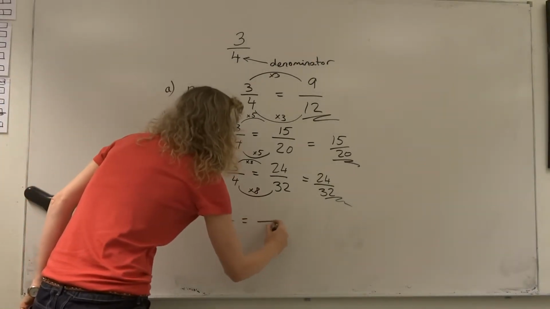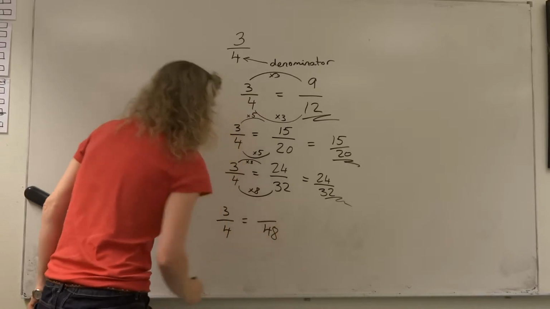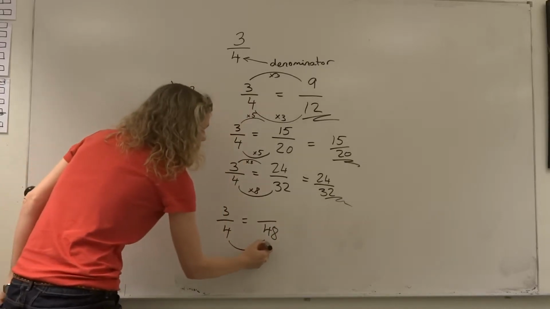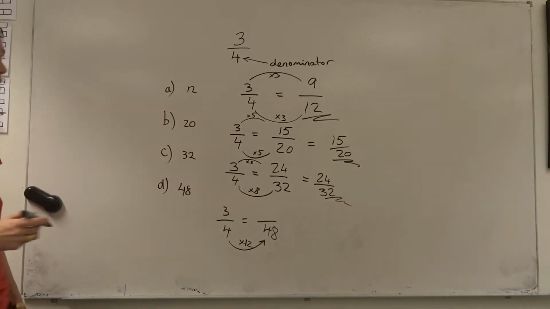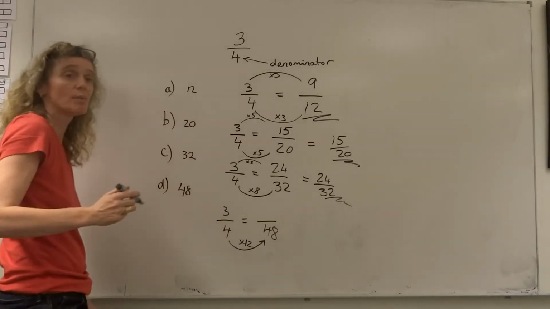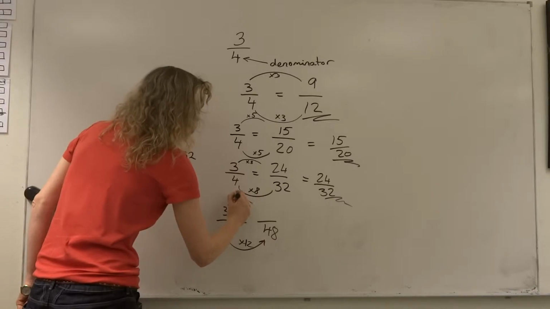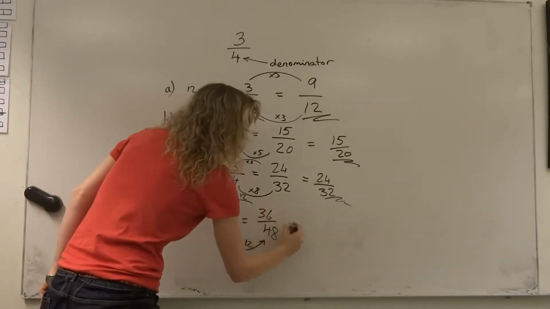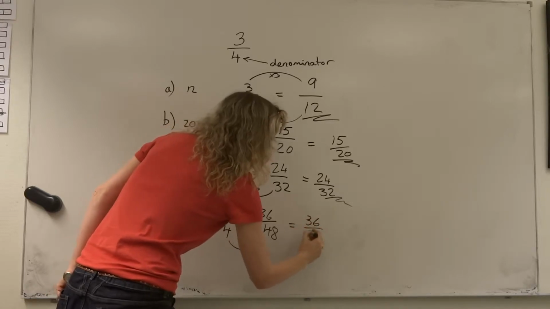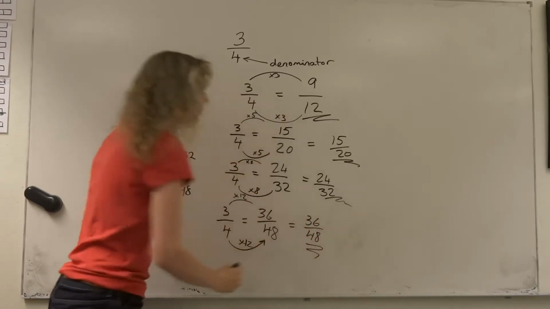Okay? Now, last one, 3/4 now has to turn into the denominator 48. How can I go from 4 to 48? Multiply by 12, I get 48. If I multiply the denominator by 12, I have to multiply the numerator by 12. And 3 12s are 36. So my answer here would be 36/48. Okay?